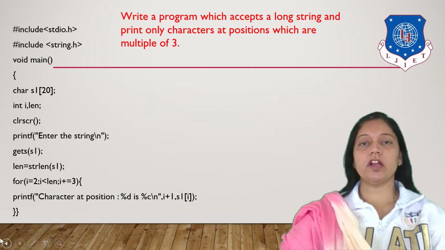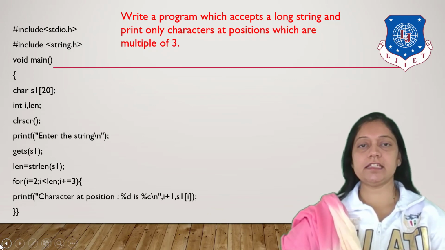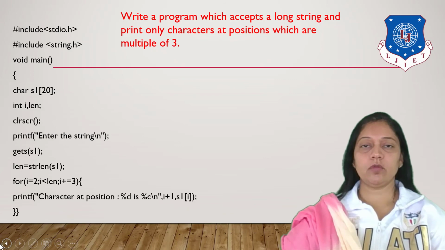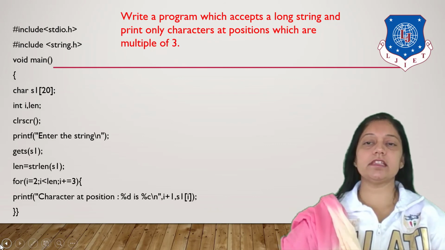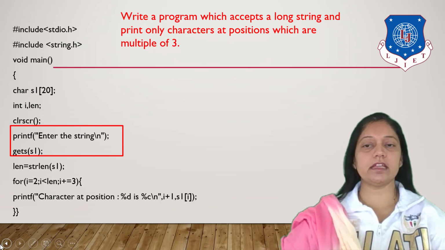Okay, so let's see the program of displaying every third character in a long string. Again, for this include two files, stdio.h and string.h. We required a string, so declare a character string S1, the size is 20. I have declared two integer variables, one would be i for index and another would be len to find out the length of the string. Clear screen. First enter the value inside S1, so printf enter string and gets S1. So I'll get some value inside S1 using the gets method.